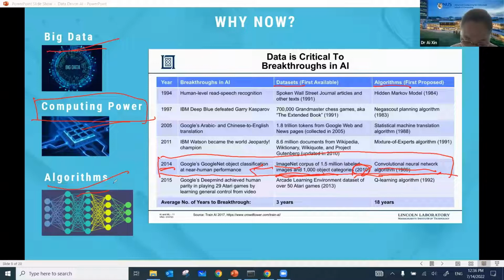If you are interested, you can look at the other AI breakthroughs, and you can see they actually did a calculation. It takes an average of 18 years to have an AI breakthrough since the time the algorithm was first proposed. But it only takes around 3 years after the data set was assembled. So from here we can see data is really very important for AI breakthroughs.